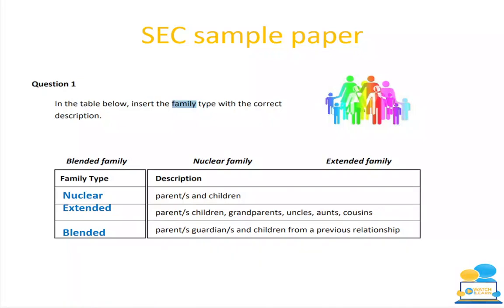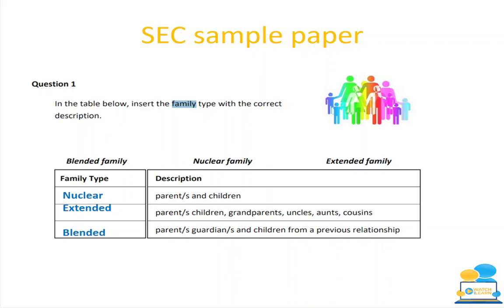So here is an example of an SEC sample paper. This will be a short question as it's question 1. It says here, in the table below, insert the family type with the correct description. In blue is what I have filled in already. They give you blended family, nuclear family, and extended family. They again give you a box, so you need to put those exact headings into the box. It says family type, which is blank, and then description.